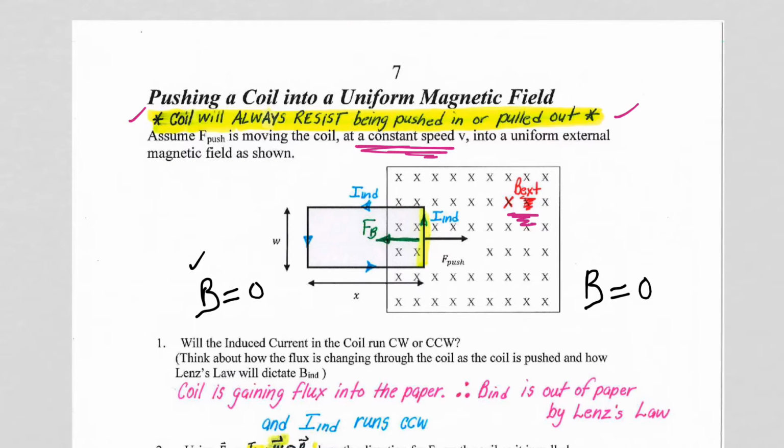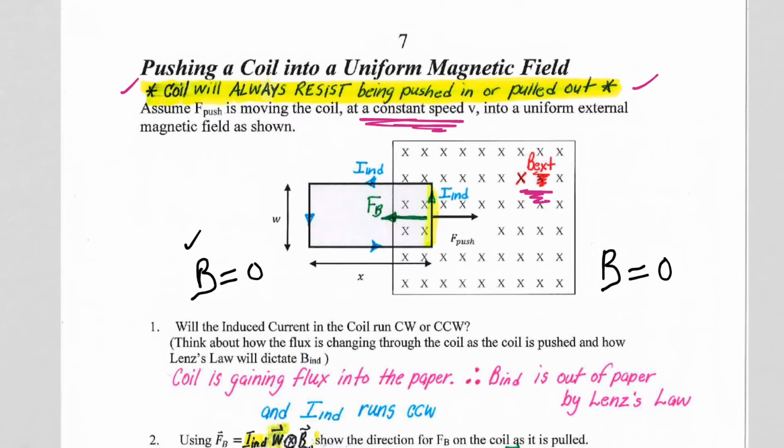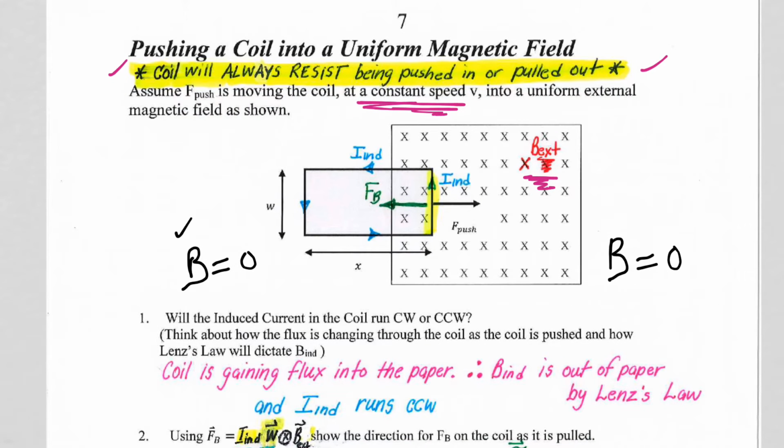Let's see what's going on mathematically. We'll get a better understanding, I think, as we go along. So the first thing you want to do when analyzing this type of problem is to qualitatively address whether the induced current is going to run clockwise or counterclockwise in the problem that you're looking at.